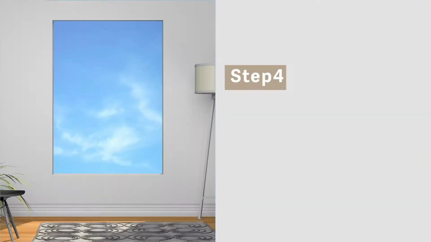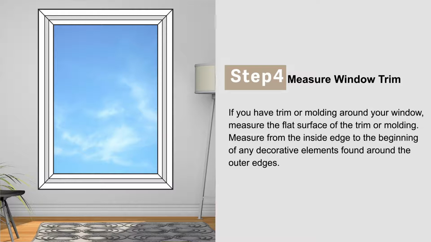Step 4. Measure window trim. If you have trim or molding around your window, measure the flat surface of the trim or molding. Measure from the inside edge to the beginning of any decorative elements found around the outer edges.